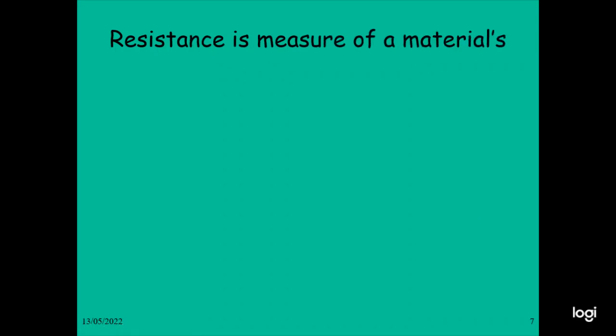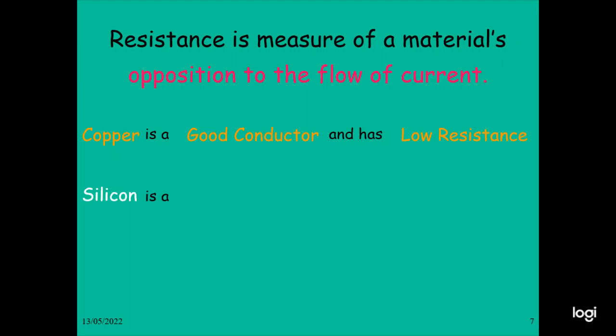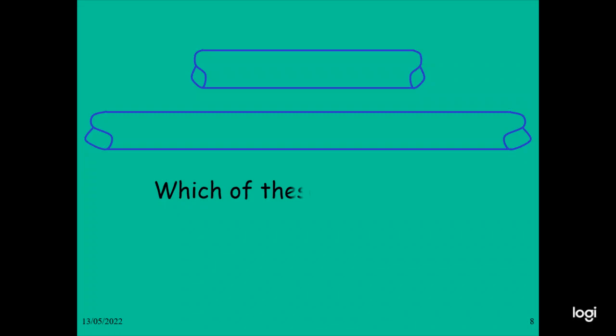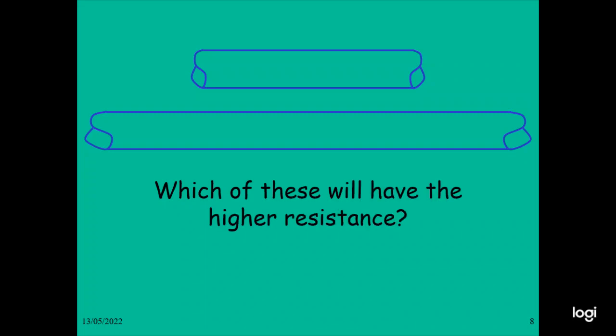So resistance is a measurement of the material's opposition to the flow of current. Copper is a good conductor and has a low resistance. Silicon is a semiconductor, with higher resistance. Rubber is a good insulator and has a high resistance. So this is the resistance of the material.